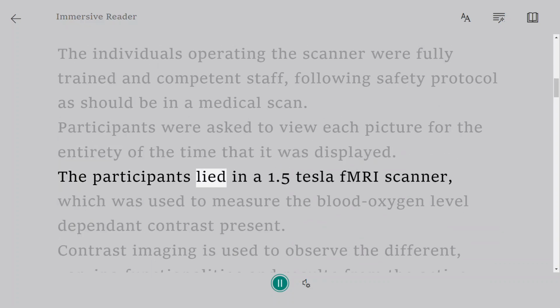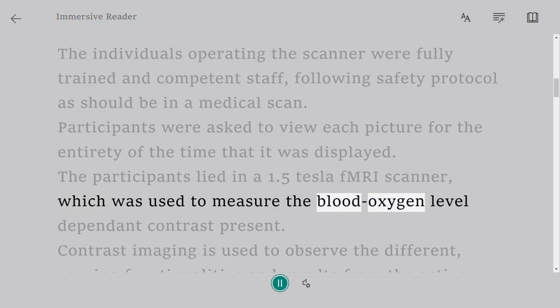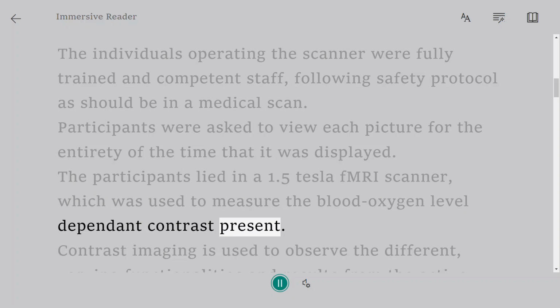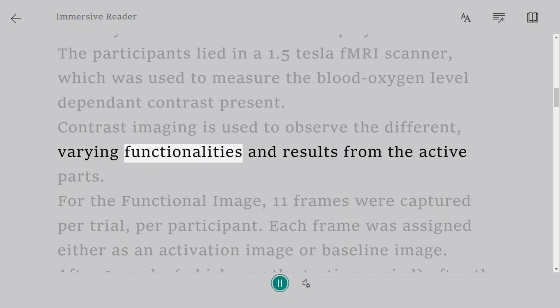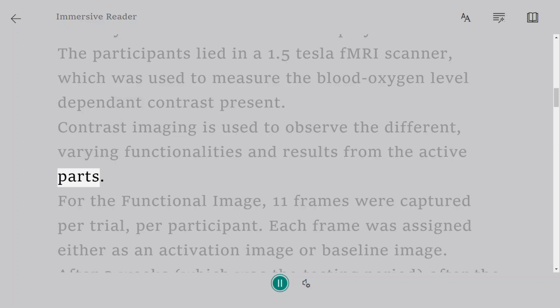The participants lay in a 1.5 Tesla fMRI scanner, which was used to measure the blood oxygen level dependent contrast present. Contrast imaging is used to observe the different, varying functionalities and results from the active parts. For the functional image, 11 frames were captured per trial, per participant. Each frame was assigned either as an activation image or baseline image.